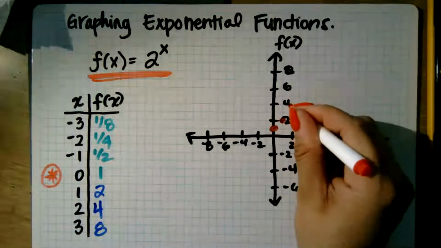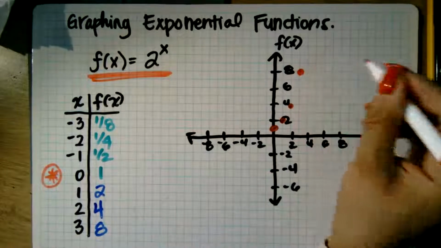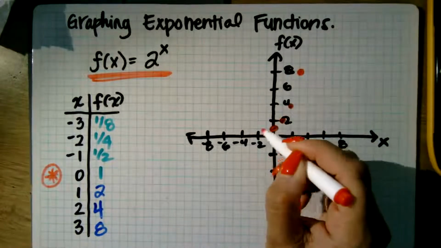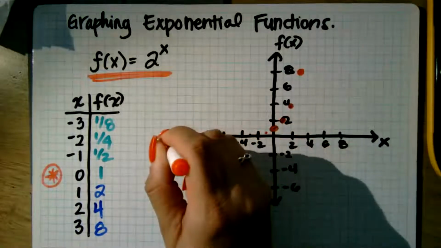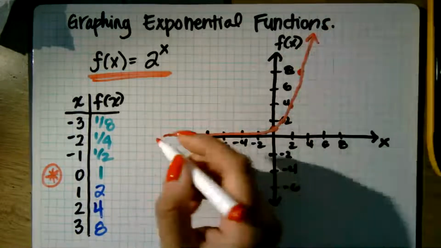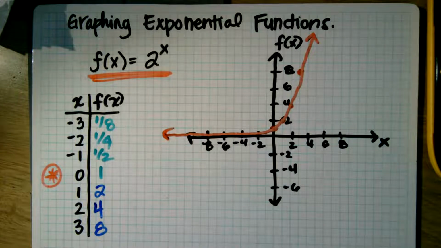2 corresponds to 4. Notice it's already curving. 3 corresponds to 8, okay? -1 corresponds to 1/2. -2 corresponds to 1/4. And -3 corresponds to 1/8. So if I want to go ahead and look at this function, here is my function. Let's look at this. This is my exponent function.